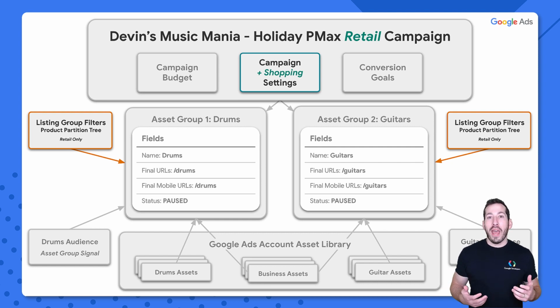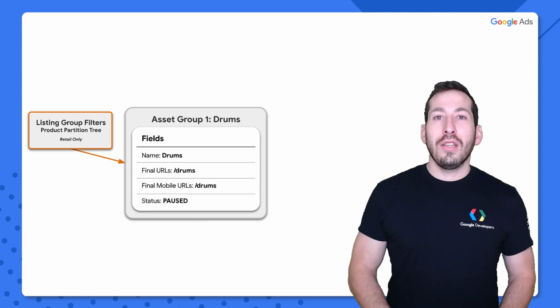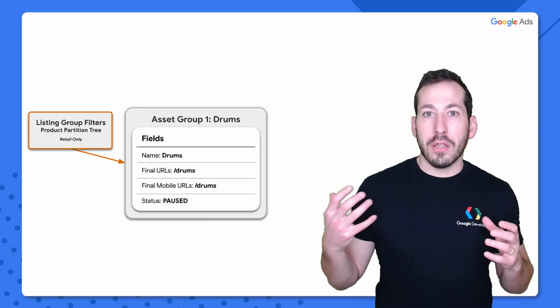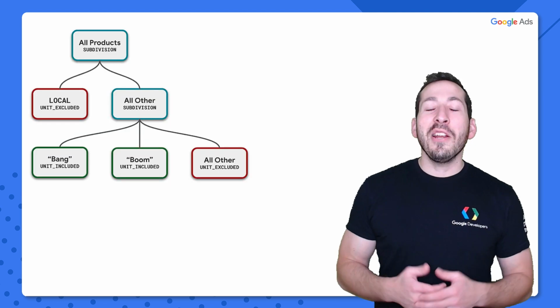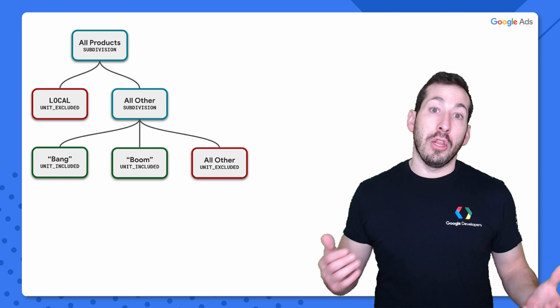And we do that with one or more listing group filters, which combine to form a product partition tree, which specifies to the asset group which products to include and which products to exclude. To make this simpler, let's take a look at the product partition tree we'll create for just the drums asset group. Here's a graphical representation of what a product partition tree might look like.